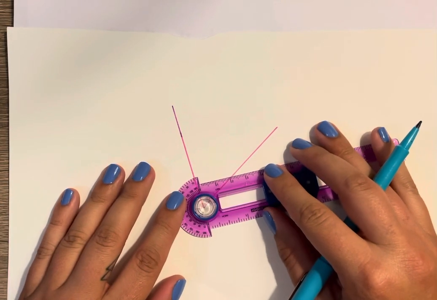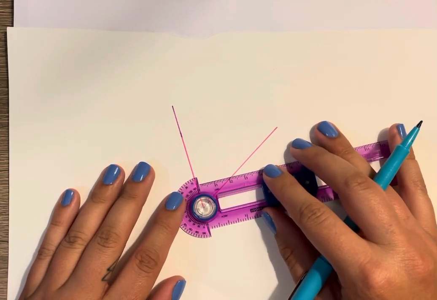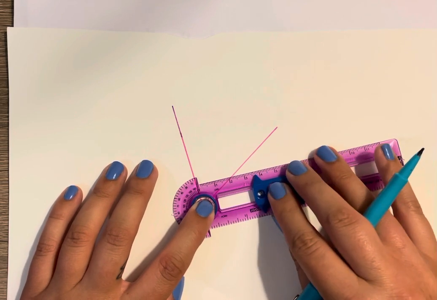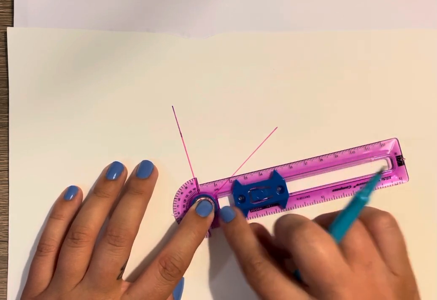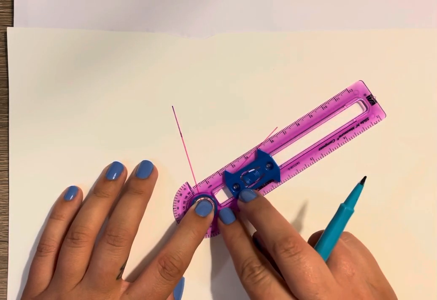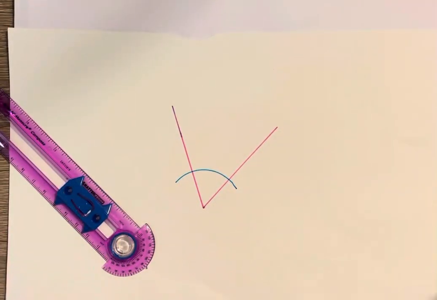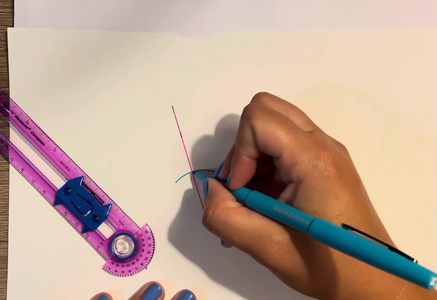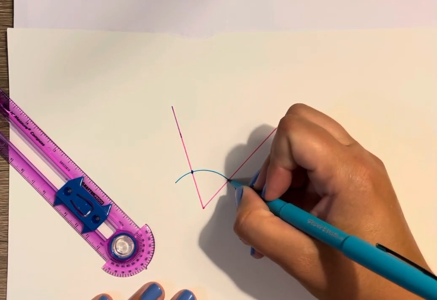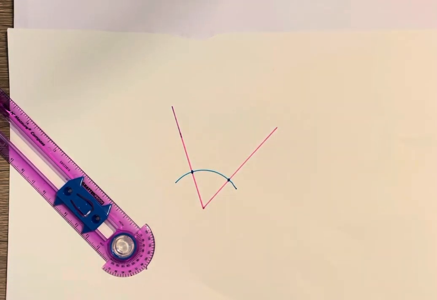I'm going to hold the center right at the vertex of my angle. I'm going to go pretty close down to the center, so I'm making this distance pretty small. And I'm going to swoop around and create an arc. I'm going to draw in those points of intersection.